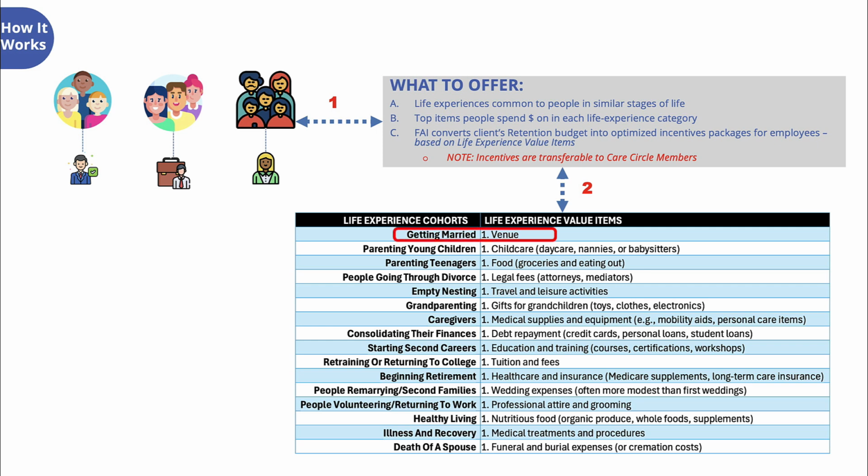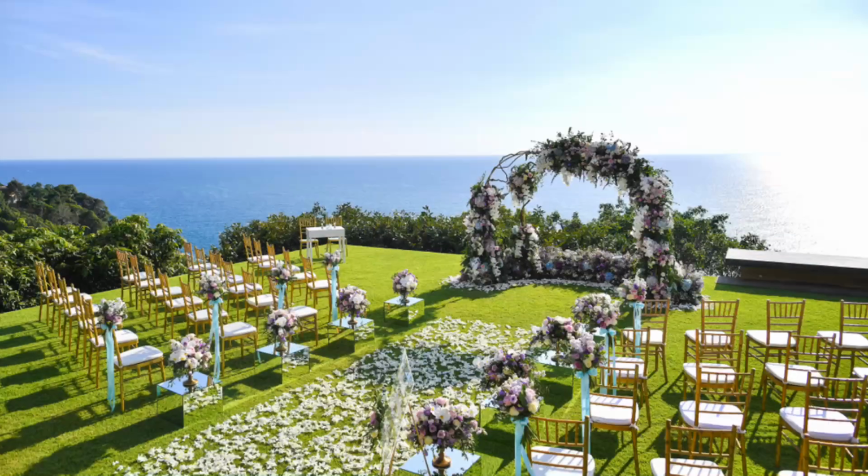The system then cross-references the main things people getting married spend money on. In this instance, and based on the age ranges within the employee's care circle, the marriage venue trends as the top item. FAI's system will then configure an offer to the employee that presents marriage venue privileges.